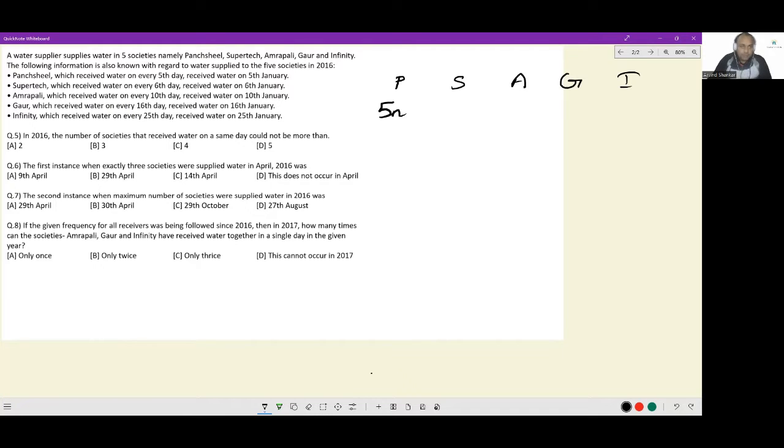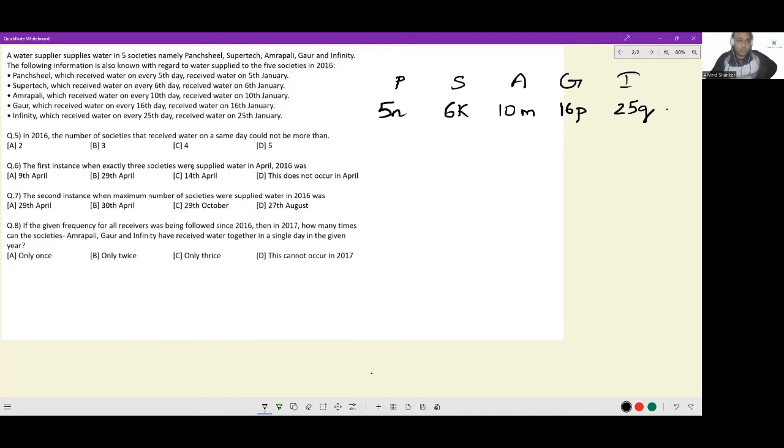Okay. Supertech, which received water on every 6th day, received water on 6th January. So he will receive it on every 6K days. Amrapali received water on every 10th day, received water on 10th January. So on every 10M day, he will get water. Gaur on 16th day. So this will be 16P. And Infinity, which received water on 25th day. So 25Q. Okay.